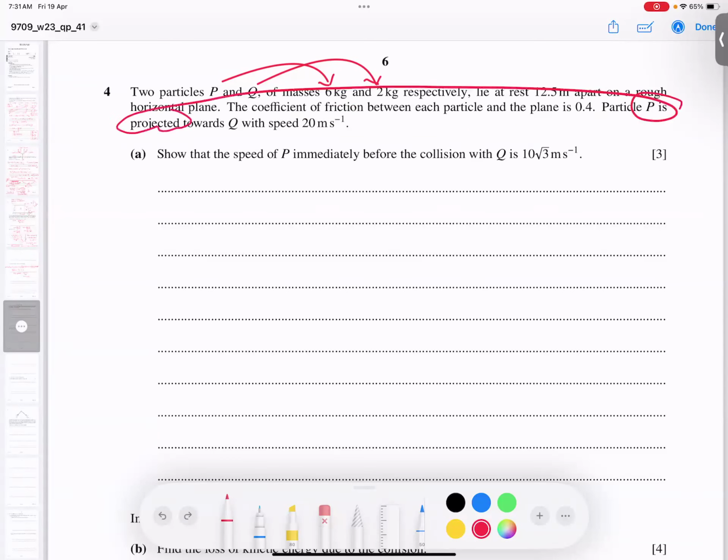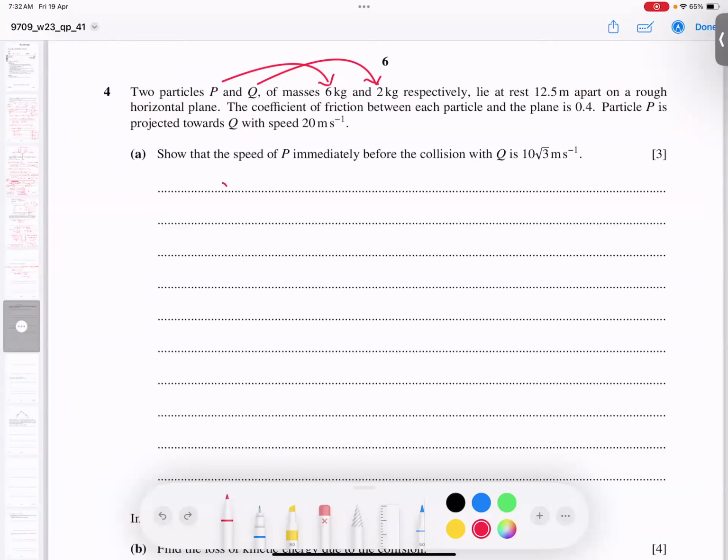And P is projected. It means thrown. After it is thrown, the applied force is gone. And it gets a speed of 20. Show that the speed of P immediately before collision with Q is this much. So make sure P is thrown toward Q.